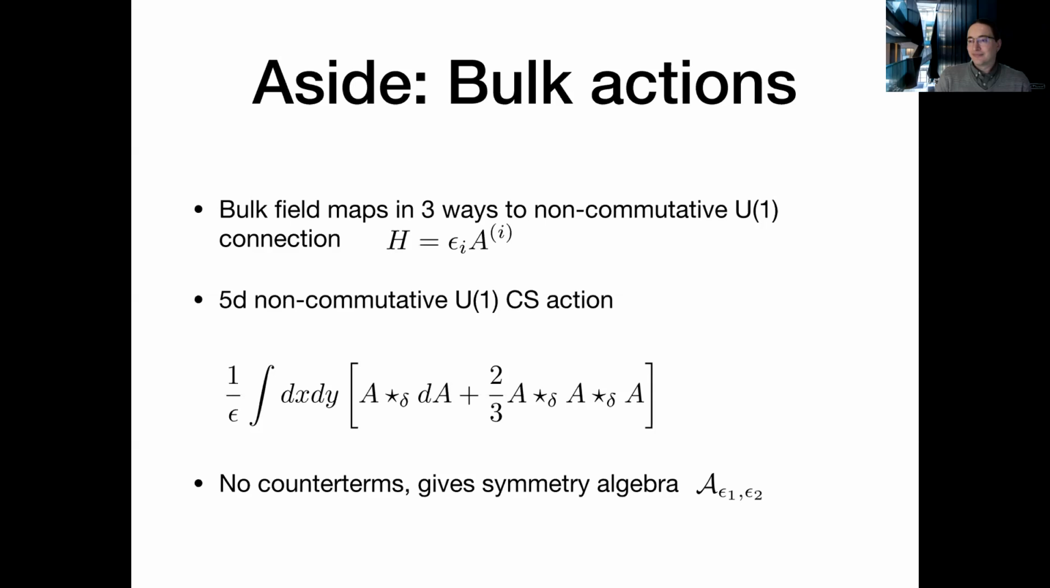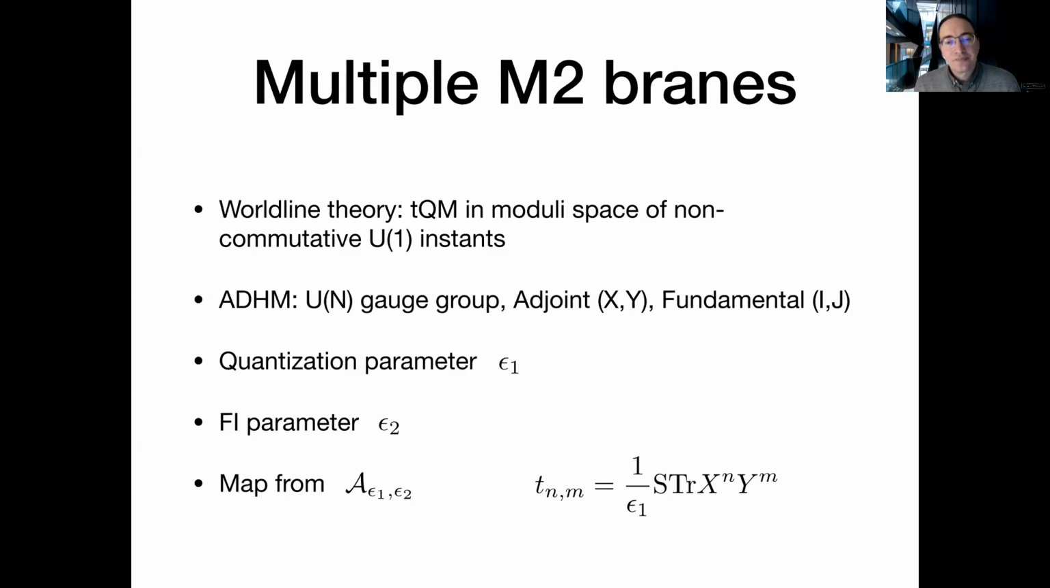But the gauge symmetry is somehow strong enough to fix all of these counterterms. Now, once you apply the omega deformation to the worldvolume theory of the M2 branes, you obtain a one-dimensional quantum mechanics, which can be described rather explicitly. It's the quantum mechanics whose target space, whose phase space, is the moduli space of non-commutative U(1) instantons. So this is supposed to be instantons, not instants, autocorrect.